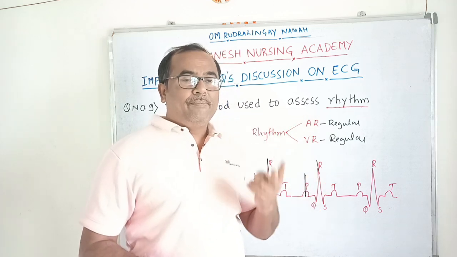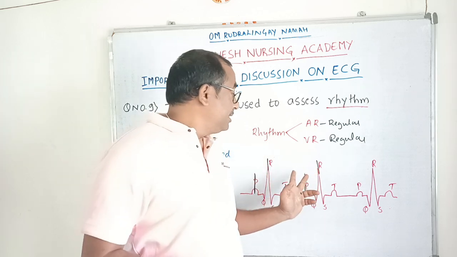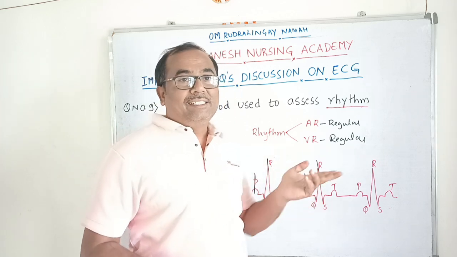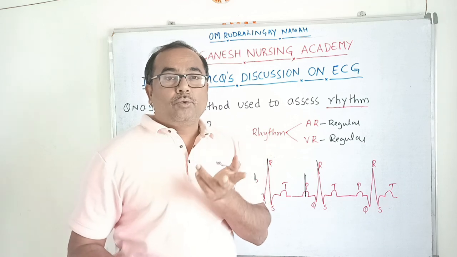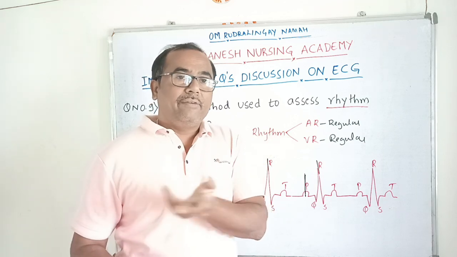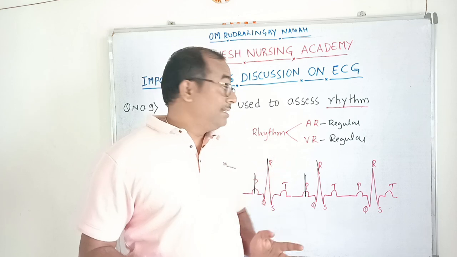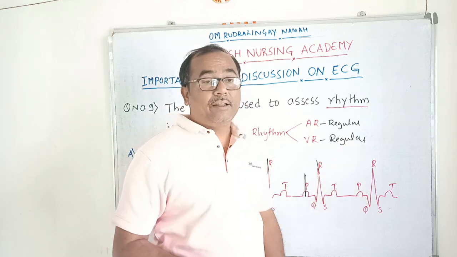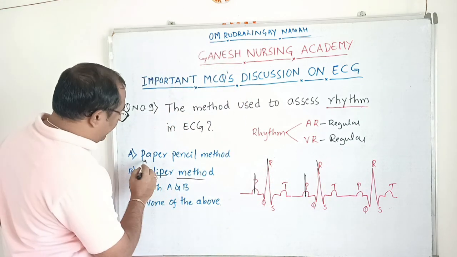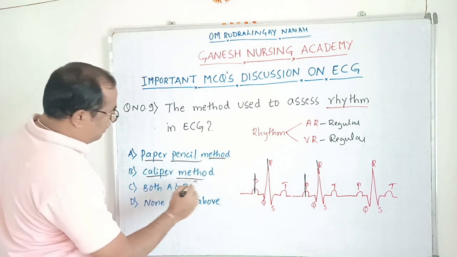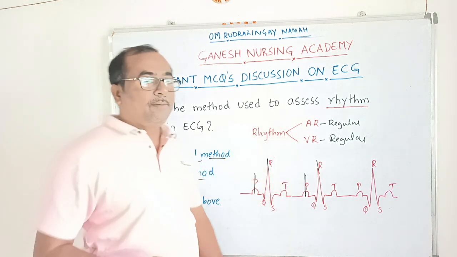Likewise, we have to take a caliper and measure the distance between two consecutive R waves and check whether the distance between two consecutive R waves is equal everywhere in the ECG strip. If it is equidistant, then ventricular rhythm is said to be regular. So we use the paper and pencil method and the caliper method to assess the rhythm of the heart.